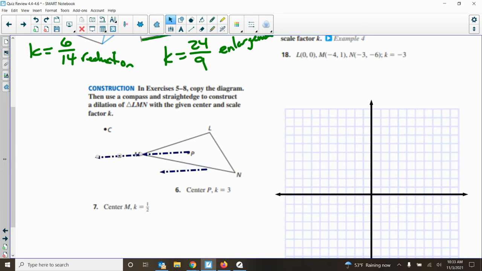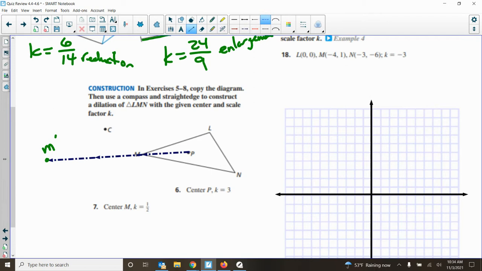This would be K equals 2. This would be K equals 3, all right? Scale factor of 3. So my M prime is right here. It's on the same ray, same direction, but it's 3 times as far away, all right? L is going to be a little bit ugly, but we'll make it work.